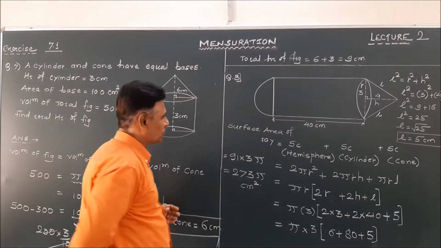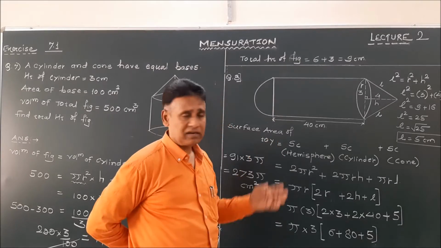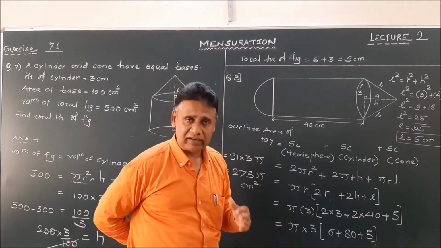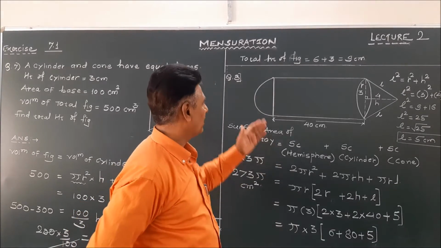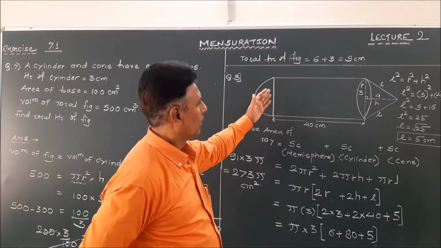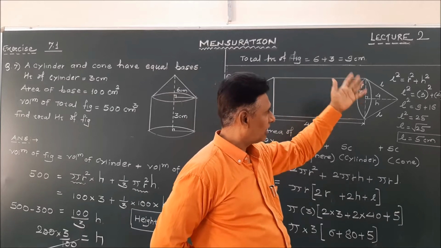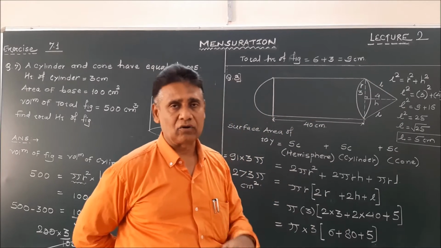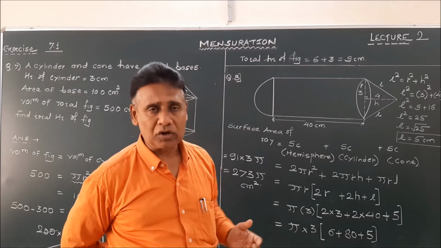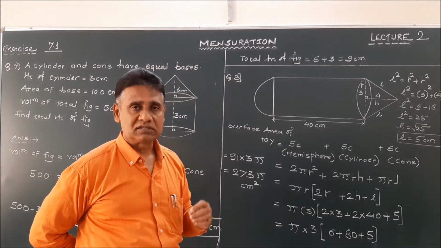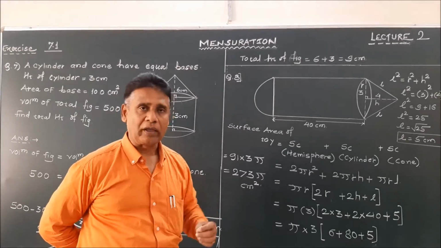Now let's come to question number 8. This figure is already given. But this figure, or this toy, is divided into 3 parts. One is a hemisphere, the second one, the middle portion, is a cylindrical portion, and the top one is a conical portion. And the question is to find the total surface area of the toy.